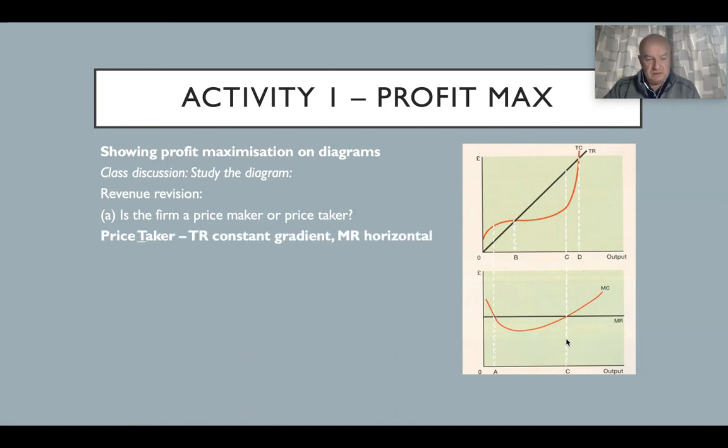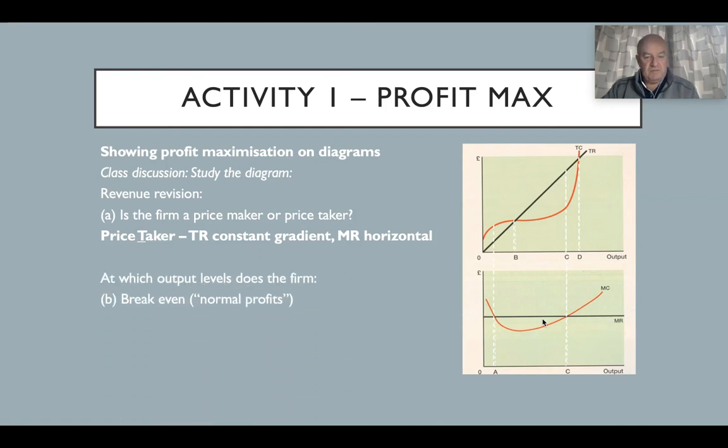Well, in this instance, clearly it must be a price taker because we've got the total revenue at a constant gradient. You can see this line is going up in a constant way, and obviously in this case our marginal revenue is also horizontal. So where the marginal revenue is horizontal, we must be in a price taking scenario. So we must be in some sort of perfectly competitive environment, or certainly not able to influence price in this case.